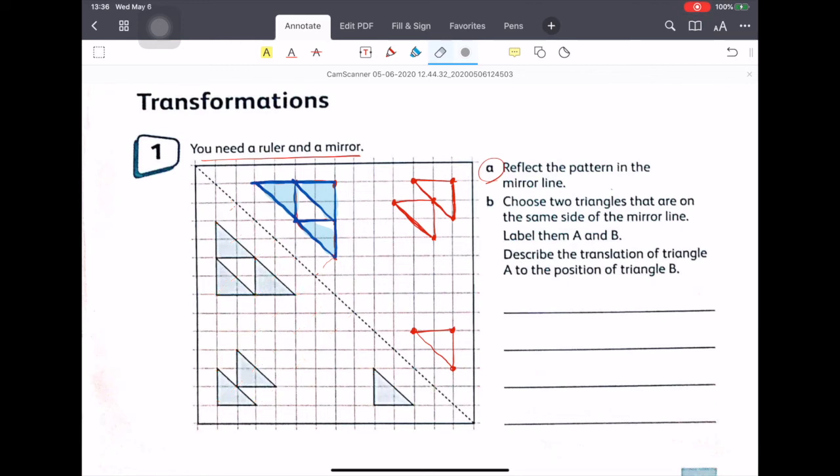Okay. So it says choose two triangles that are on the same side of the mirror line. Therefore, I'm going to choose this triangle, and I will call it A. And I will choose this one to be precise, and I will call it B. So I will ask you to describe the translation about moving this triangle there. Take your time, please.